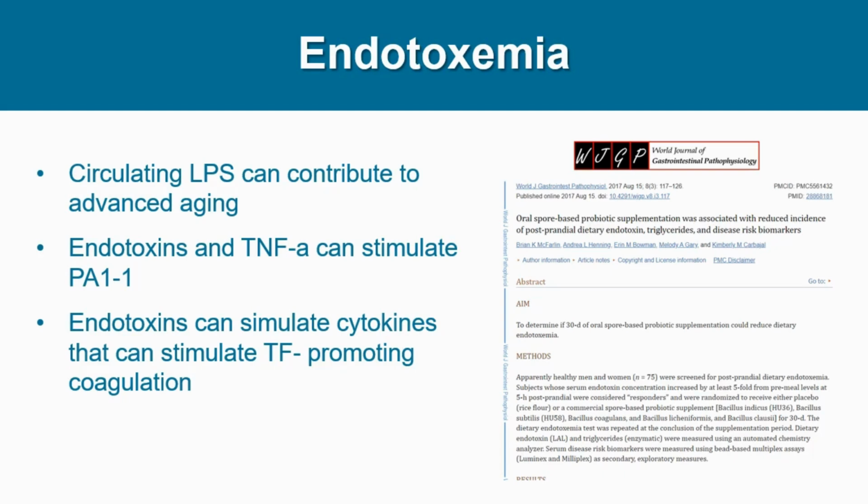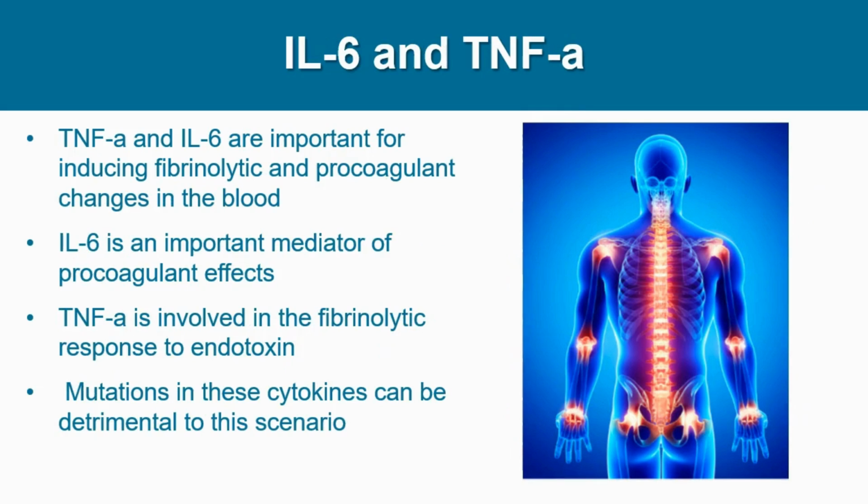Endotoxins and TNF-alpha can stimulate this PAI1, which we talked about earlier, and can stimulate cytokines that can stimulate tissue factor promoting coagulation. So endotoxins alone can be a big trigger to some of these problems that we're seeing with hypercoagulation. Now back to aging, LPS is detrimental for healthy aging because elevated levels have been associated with a large range of diseases such as obesity, type 2 diabetes, coronary artery disease, and depression. So endotoxins stimulate TNF-alpha, which stimulate PAI1, and this is the main point here.